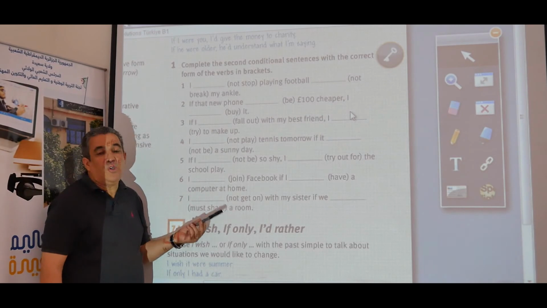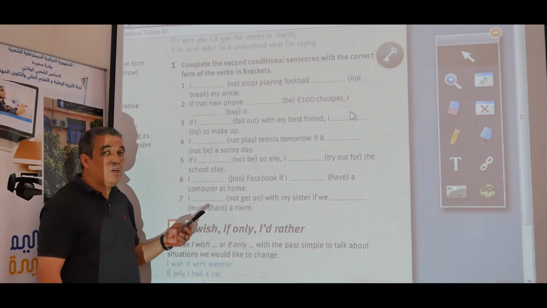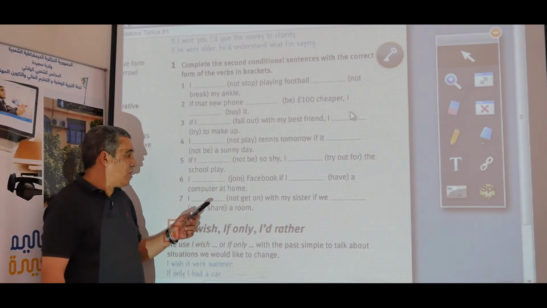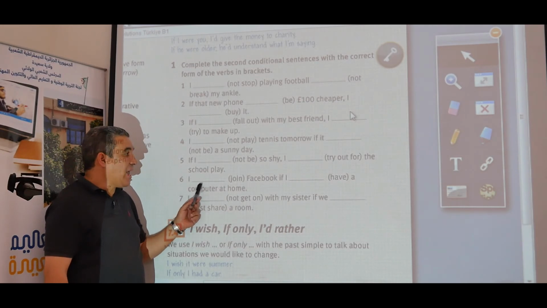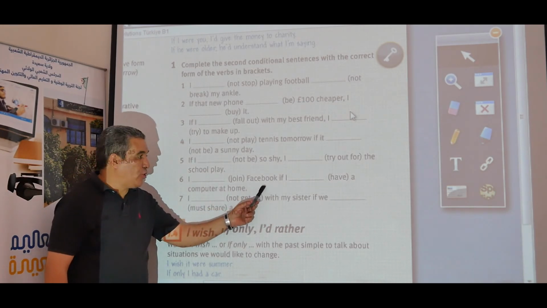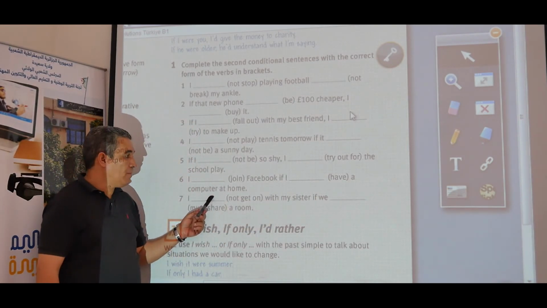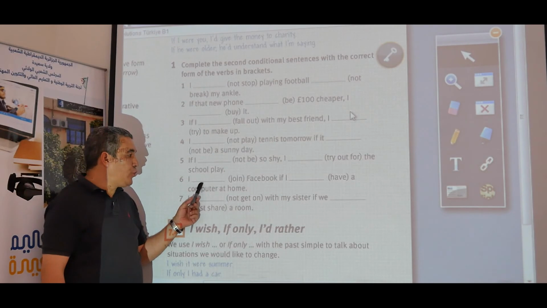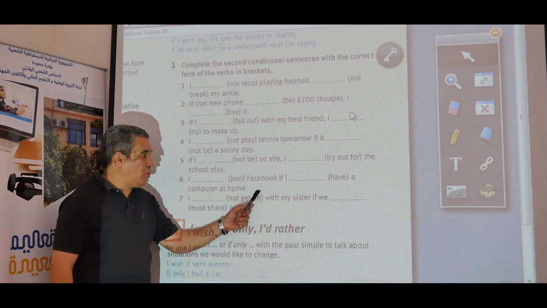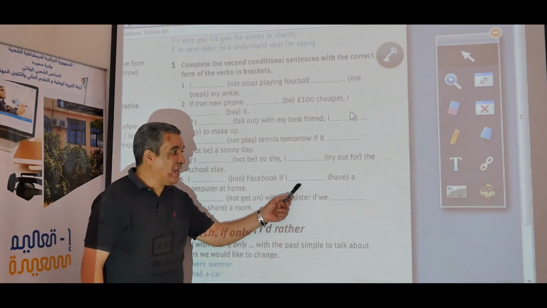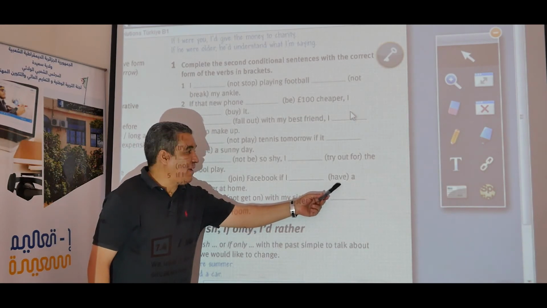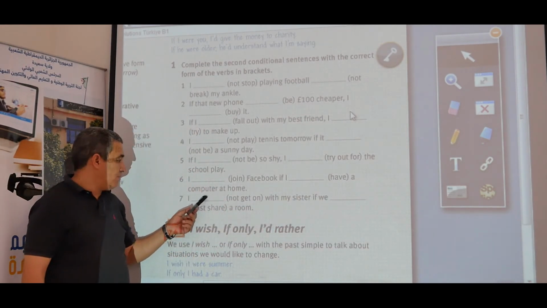Now some people, you know, not all people have computers at home. Some people are poor and still don't have computers. Now, I to join Facebook if I to have a computer at home. I would join Facebook if I had, past simple of have, a computer at home.